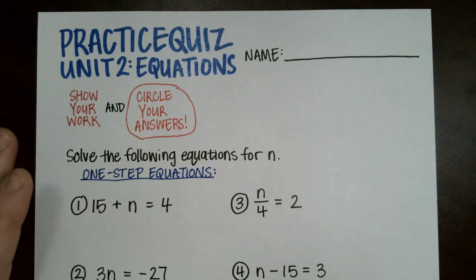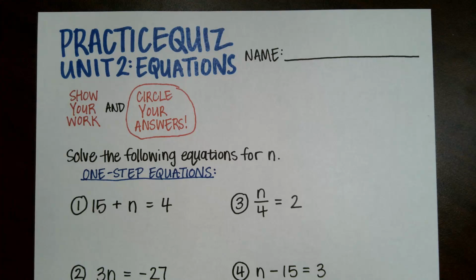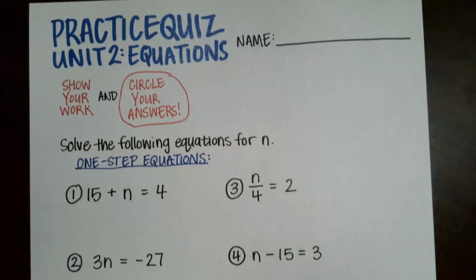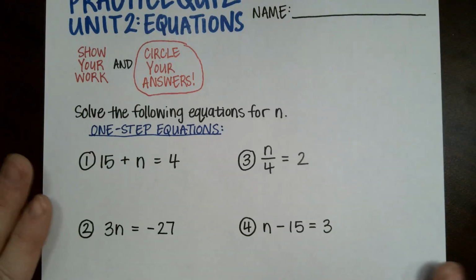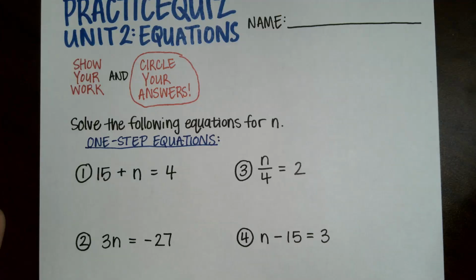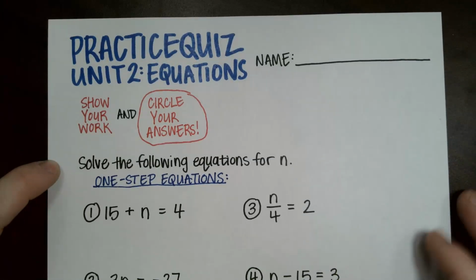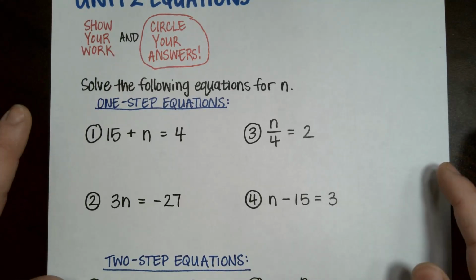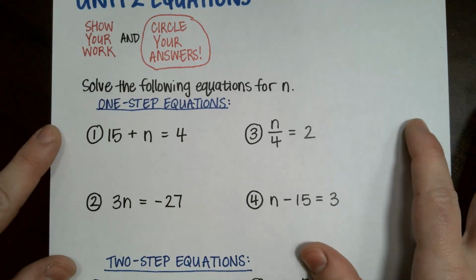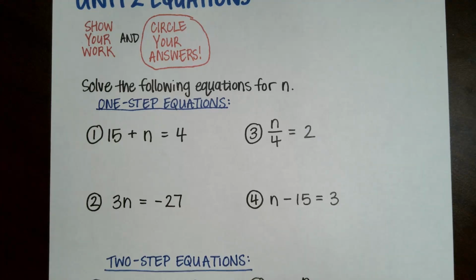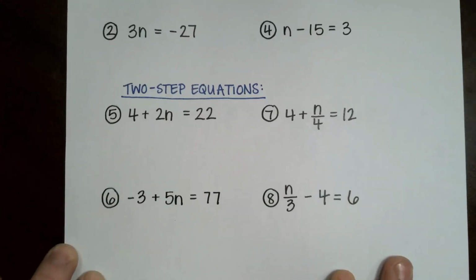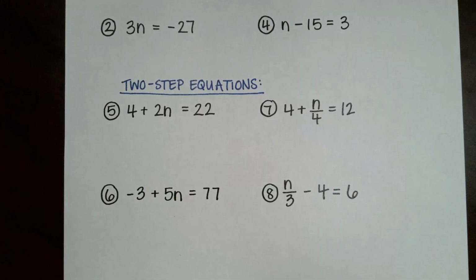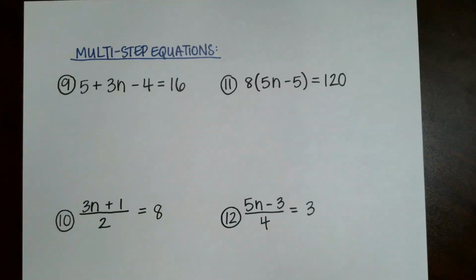Your quiz tomorrow is going to look identical to this. The numbers will be different, the questions will be different, but just as a quick overview, you're going to have 4 questions on the first page right here about one-step equations. Those are all going to be worth 1 point each. The next 4 on the first page are going to be two-step equations, and those are going to be 2 points each. And then when you go to the back side, we've got a couple of multi-step equations.